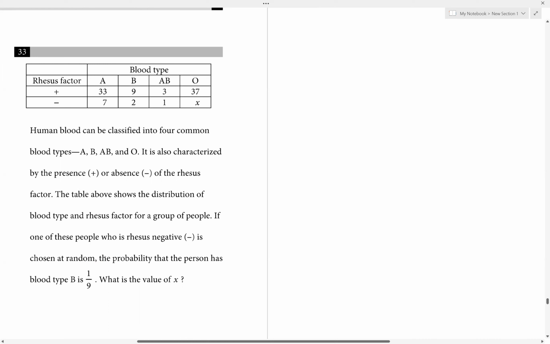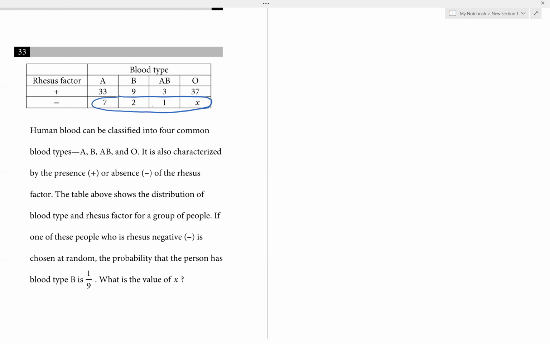Okay, so what we can say is this: if we're selecting from those with a rhesus factor of negative, then it's only the second row that we're looking at. We're selecting from all these people, and we know the probability of selecting someone with blood type B out of this second row is 1 over 9.